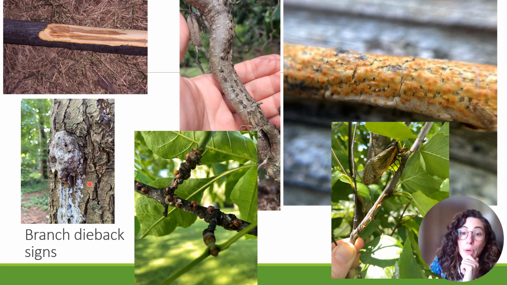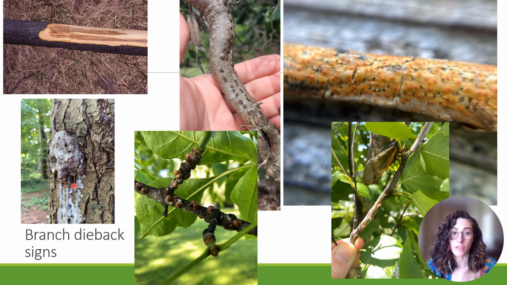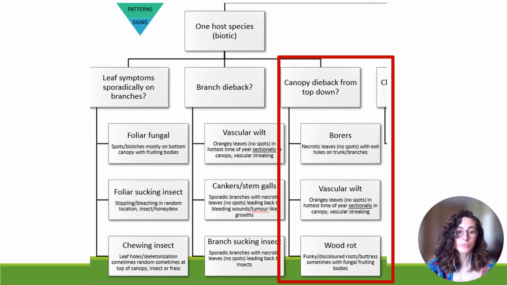For things that burrow into our branches, sometimes you can have exit holes, you can have galleries, or you can have this pitch mass, which is a mixture of the sawdust and frass from the internal feeding of some borer insects on the conifers. So technically these would all be signs that would then relate to the symptoms we would see with branch dieback.